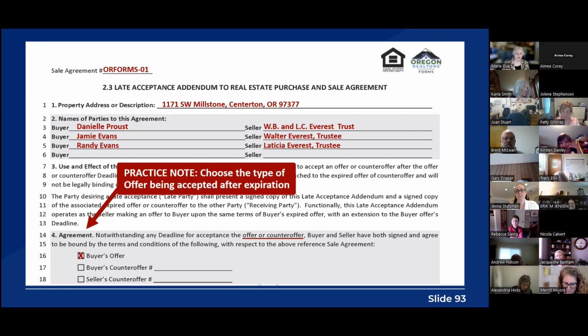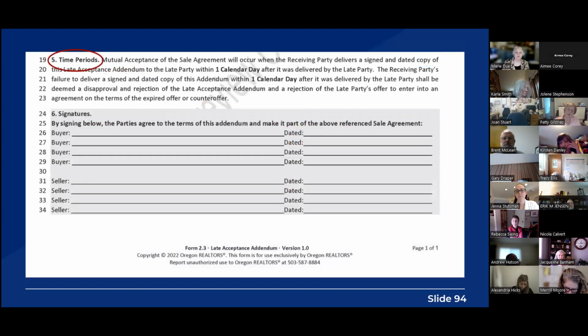But it's the buyer's offer, buyer's counter offer, however. Time periods, mutual acceptance sale agreement will occur when the receiving party delivers a signed and dated copy of this late acceptance addendum to the late party within 1 calendar day. So you want to do it quickly, but it says, hey, we're all in agreement. Let's use this particular form.